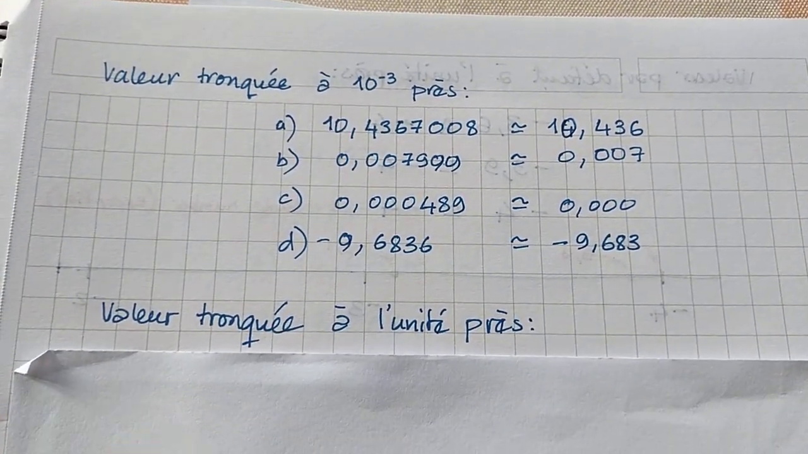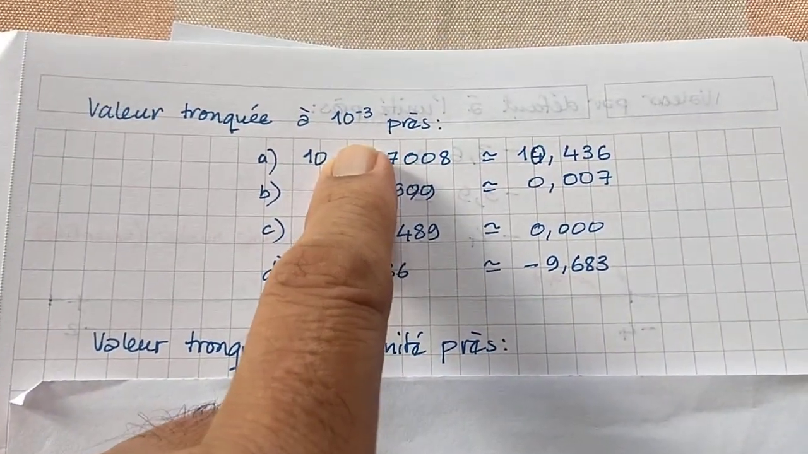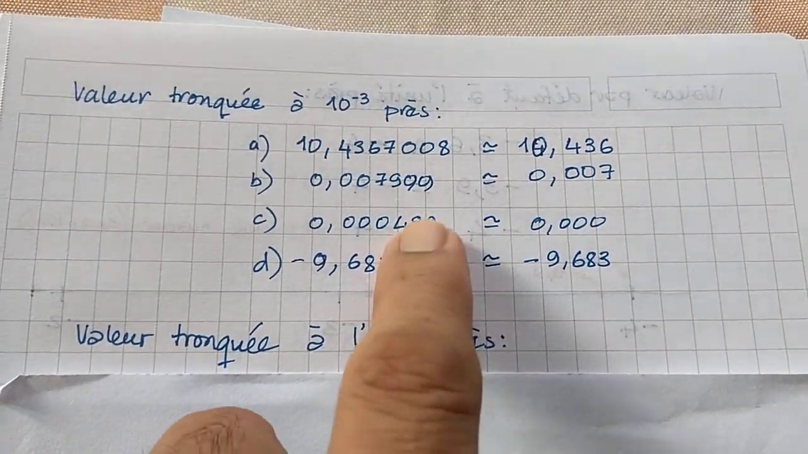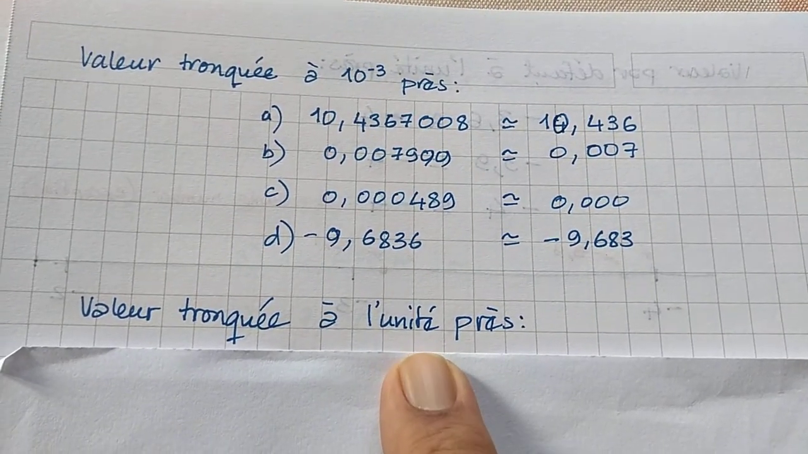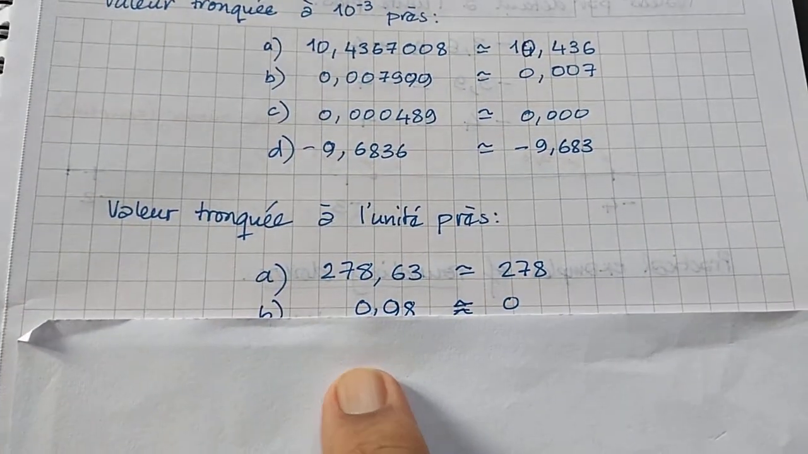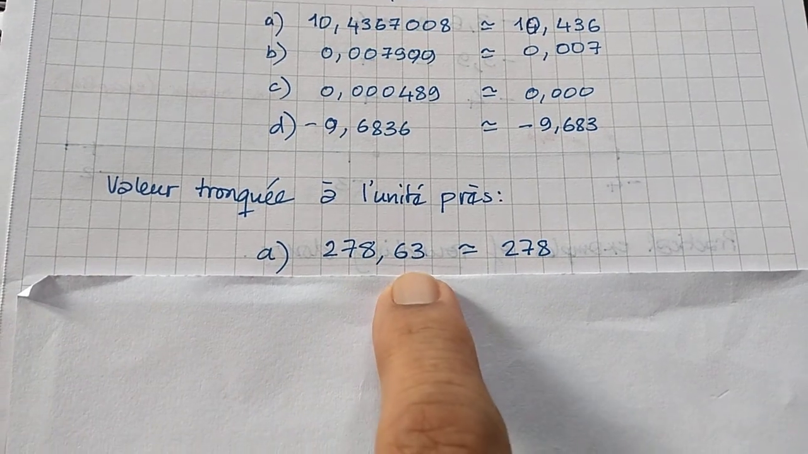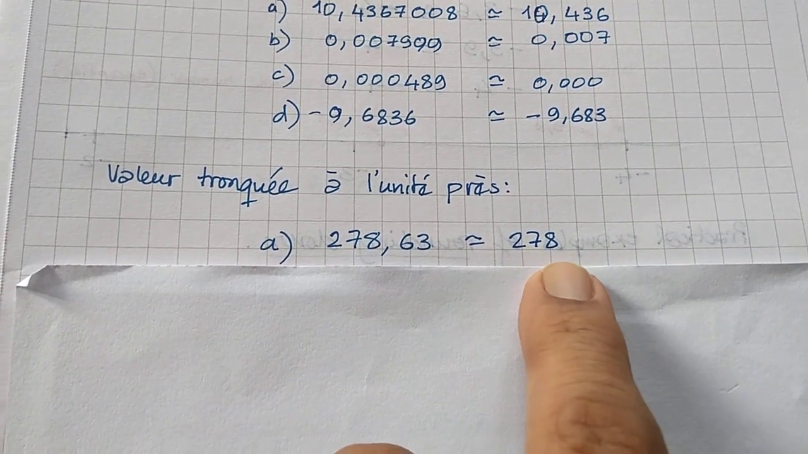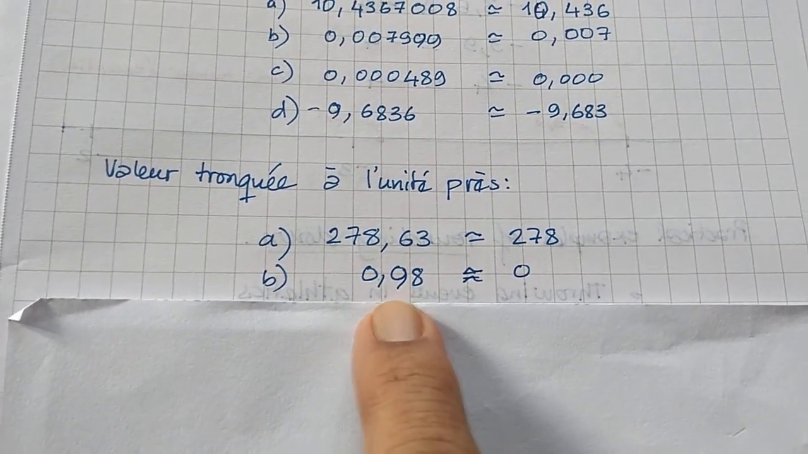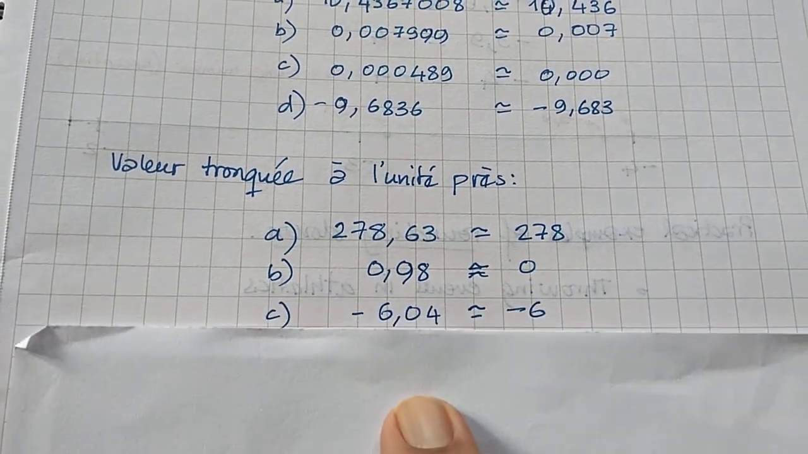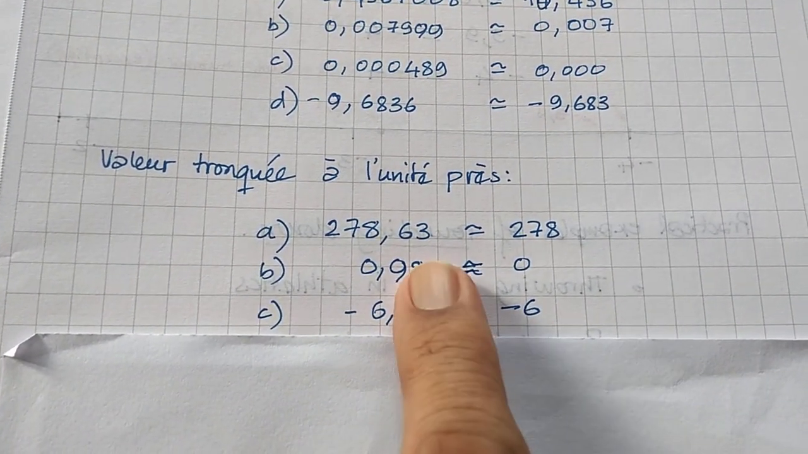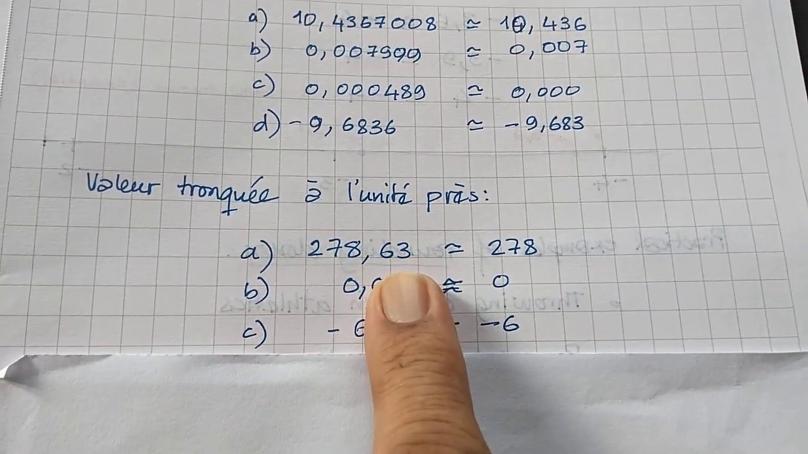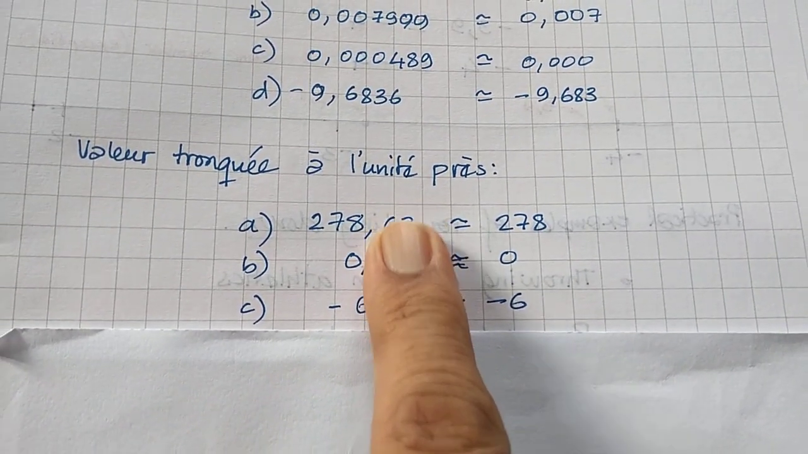Valeur tronquée à l'unité près. Here we have 10 to the power minus 3. Here à l'unité, that means to the nearest whole number, to the nearest integer. So here we get 278.63 will become just 278. 0.98 will become 0. Minus 6.04 will become minus 6. You're just removing all these digits where I'm covering them with the finger.